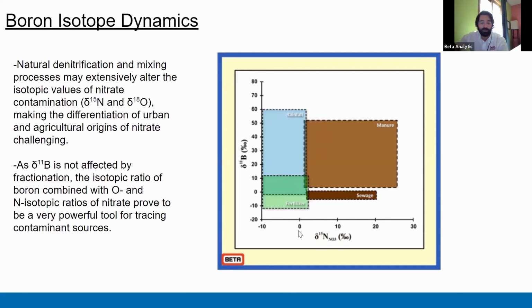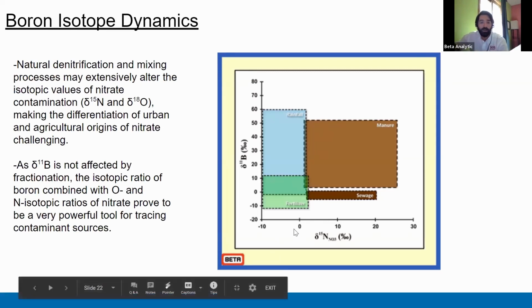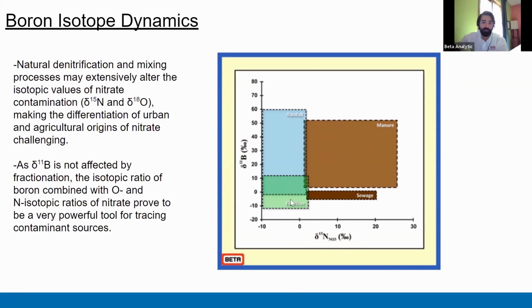So we see here on this graph, very similar to our O18 delta 15N, we have our nitrogen on the X, and then our boron on the Y. And we see that there's really not too much overlap with the exception of some fertilizers, but we would expect rainfall to be pretty enriched.